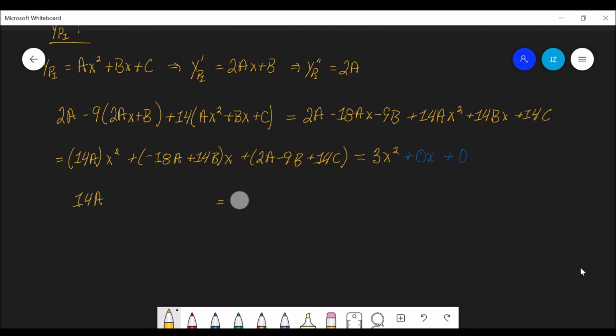Is equal to 3. Right? These are the x squared coefficients. Negative 18a plus 14b is equal to 0. Those are the x coefficients. And then 2a minus 9b plus 14c is equal to 0. And those are the constants, or the x to the 0 coefficients.